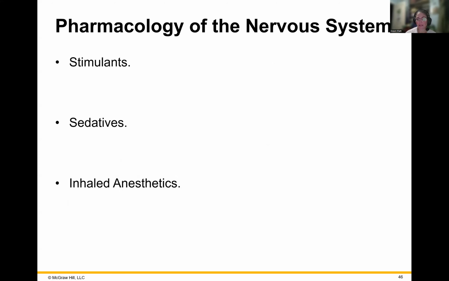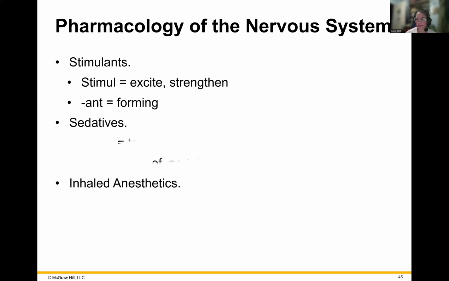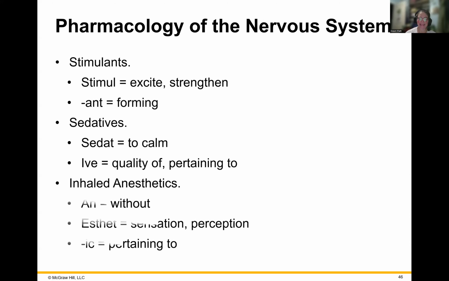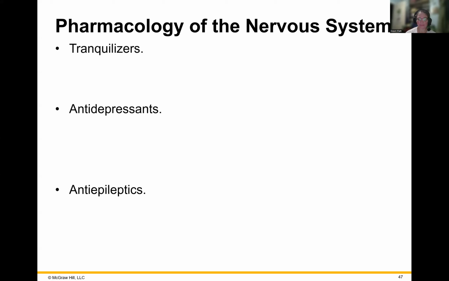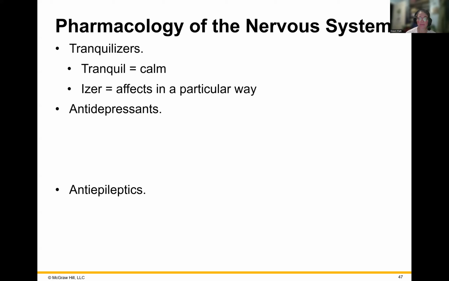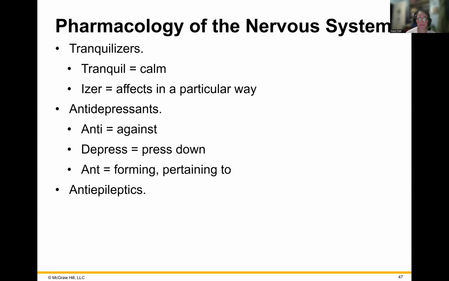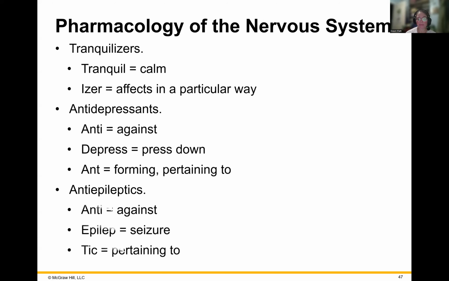Pharmacology of the nervous system: you have stimulants, sedatives, inhaled anesthetics, tranquilizers, antidepressants, anti-epileptics.